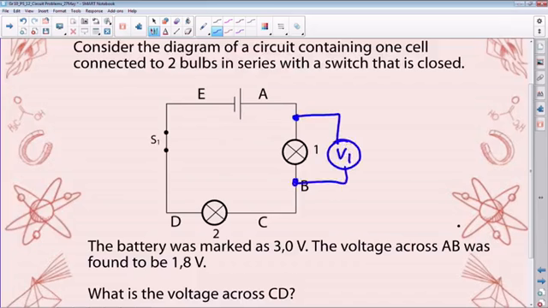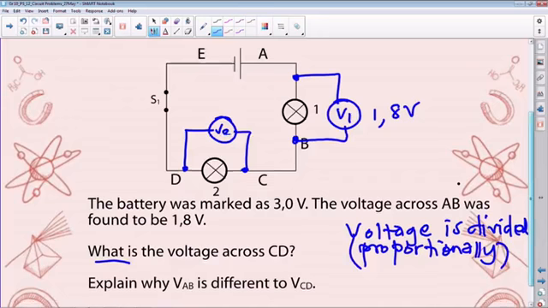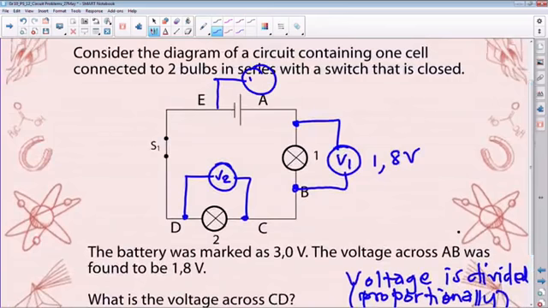So we know this is a series circuit, but what do we know about a series circuit? We know that voltage is divided. However, when it's divided, it's done proportionally. So in other words, what we mean is that the higher the resistance of the light bulb, the greater the work done across it per coulomb of charge. So that said, we understand that the 3 volts is the total voltage. Let's call it V total in this case. It's connected across the source.